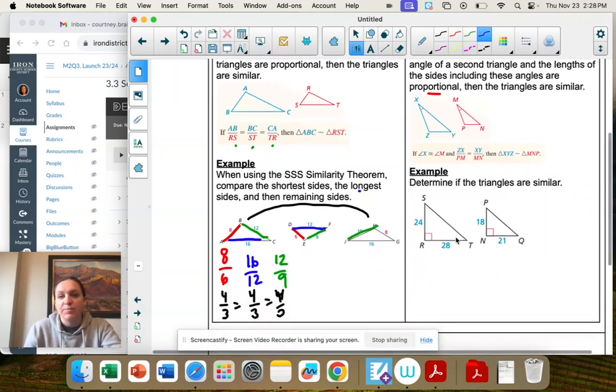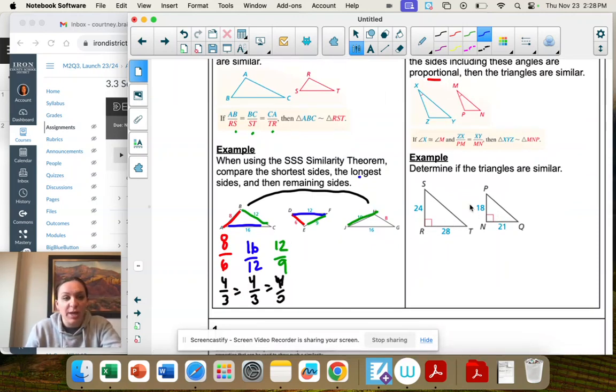Then they're similar. So here we have a congruent angle. They're both 90 degrees. That's what that means. So we're comparing the two sides that make that angle. And I'm going to take the longest side and the shortest side. So I'm going to start with the shortest. We have 24 and 18. And then we have 28 and 21.